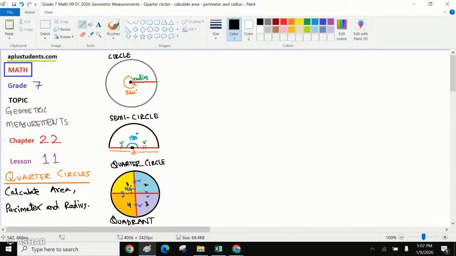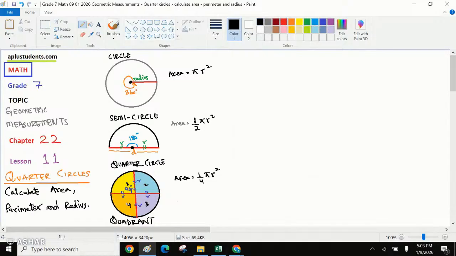Okay, so let's look at finding the area, perimeter, and the radius. Let's look at the formula for the area of the circle. The area of the circle was pi r squared, but the area for the semicircle would be half, since this word has a semi, this becomes half pi r squared. What about the quarter? Since quarter is 1/4, we will say area is equal to 1/4 pi r squared.